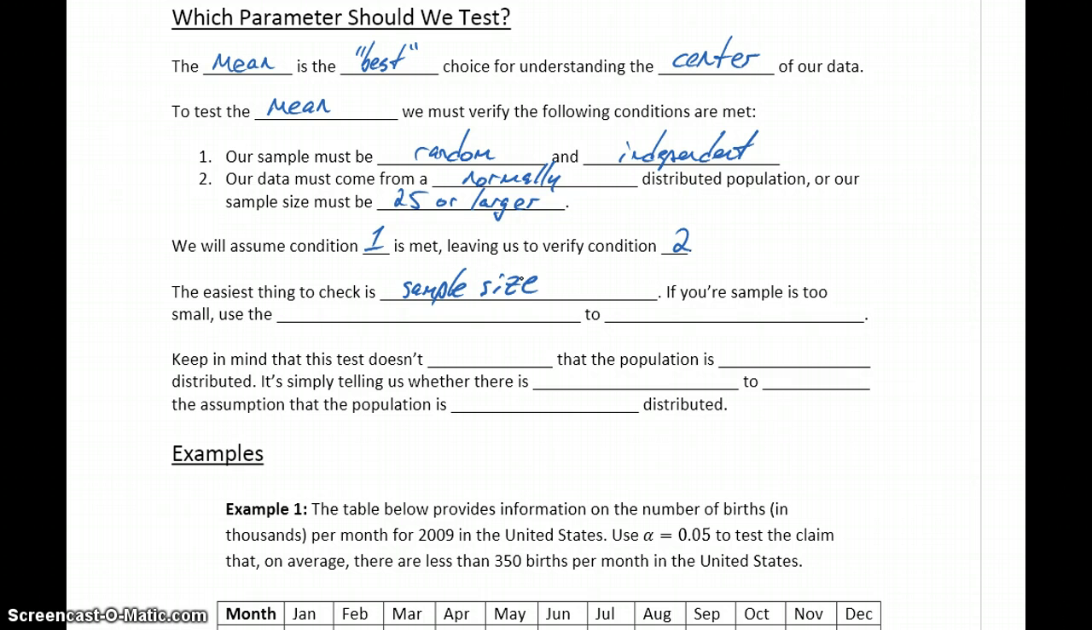It doesn't require any complex calculations, just literally counting up how many data values are in our data set. If we have 25 or more, the conditions are met, and we can test a claim about a mean. If our sample is too small, then we'll turn to the Shapiro-Wilk test to assess normality.